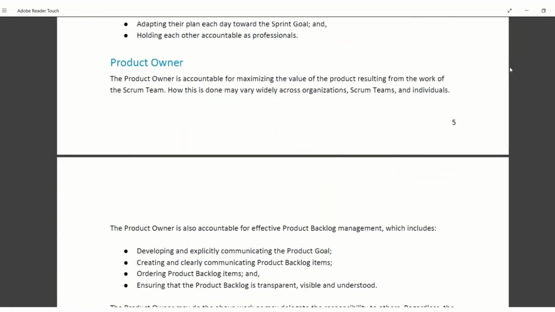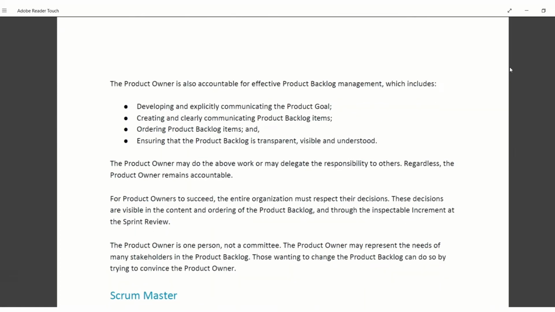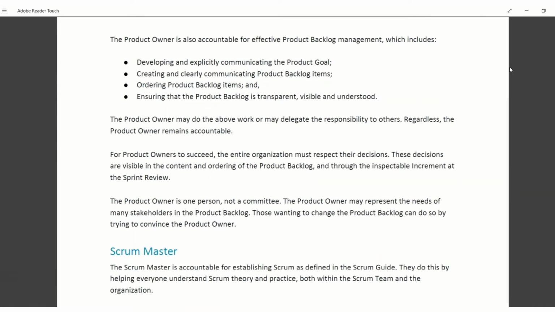professionals. Product owner. The product owner is accountable for maximizing the value of the product resulting from the work of the Scrum team. How this is done may vary widely across organizations, Scrum teams, and individuals. The product owner is also accountable for effective product backlog management, which includes developing and explicitly communicating the product goal, creating and clearly communicating product backlog items, ordering product backlog items, and ensuring that the product backlog is transparent, visible, and understood.